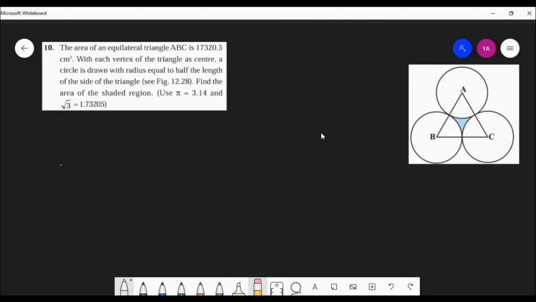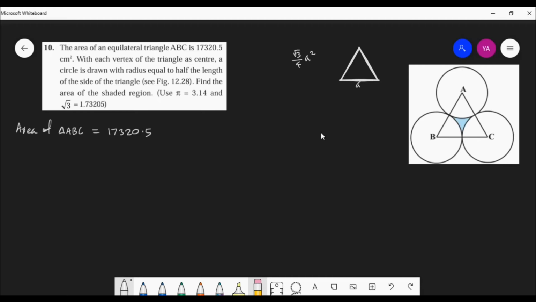We can do it here. Given area of triangle ABC, I simply write triangle ABC, we know ABC is an equilateral triangle. It's equal to the given value, 17,320.5. And what is the formula to find the area of an equilateral triangle? I think we had discussed this formula in some lesson before, in some other chapter, right? So if one side of an equilateral triangle is taken as A, the area of this equilateral triangle will be root 3 by 4 A square, right?